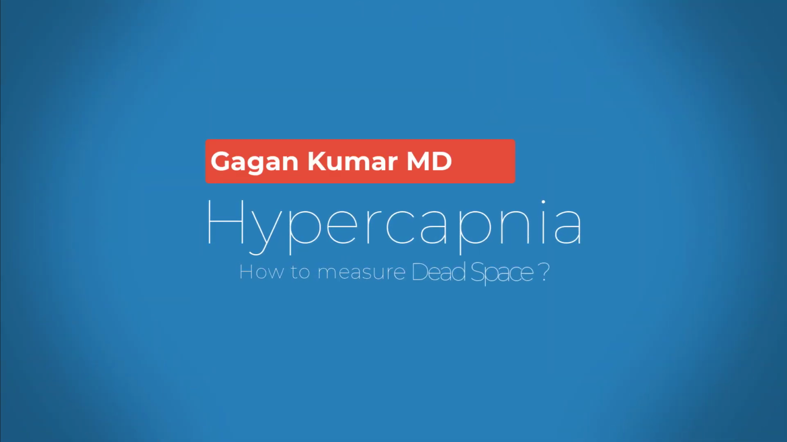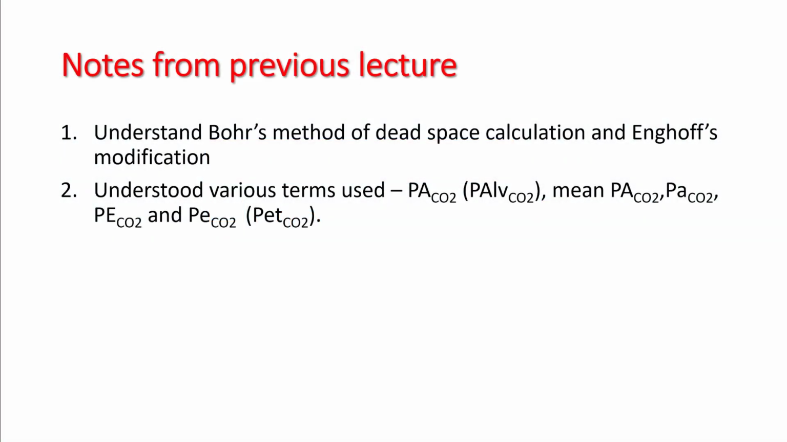Hello everyone. Today we'll be talking about how to measure the magnitude of dead space. In the previous lecture, you understood how to derive Bohr's method of dead space calculation and Enghoff's modification. You also understood the various terms used in these equations, that is P alveolar CO2, mean P alveolar CO2, P arterial CO2, P end expiratory CO2, and P end tidal CO2.